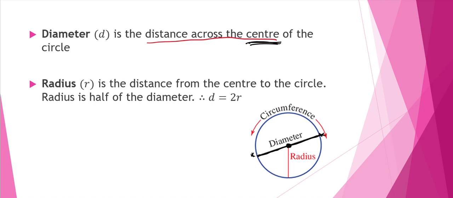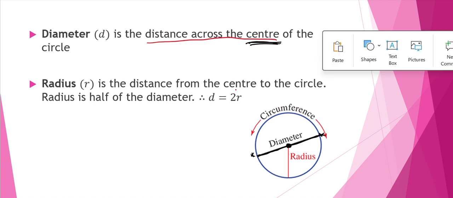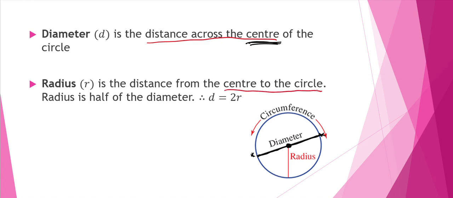Radius is the distance from the center of the circle to the edge. So if you look at the red line here where radius is, as you can see, it starts from the middle and it reaches the edge of the circle. So that is the radius right there.